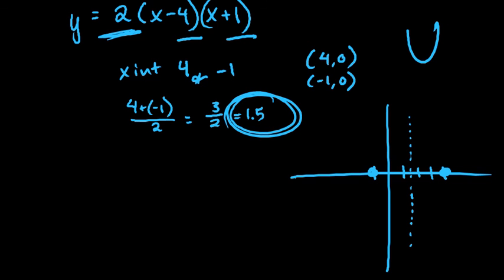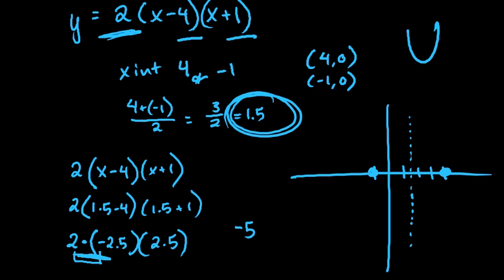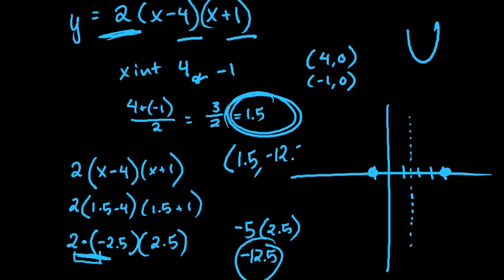If I plug that back in to my original equation, x minus 4, x plus 1, I plug in 1.5: 1.5 minus 4, 1.5 plus 1, I get -2.5 times positive 2.5. Let's multiply these first, just doing PEMDAS, moving left to right. That gives me -5 times 2.5. Negative times positive is negative, so that gives me -12.5. That's my y value. So my vertex is going to occur at (1.5, -12.5).